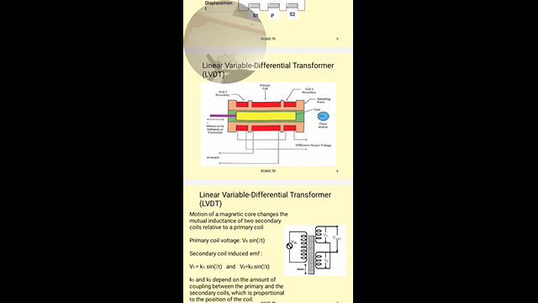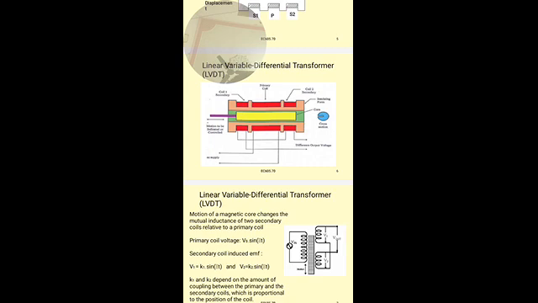Therefore the net result at the output will be 0 volts. The voltage induced because of them will also be equal. Therefore the resulting voltage of S1 and S2 will be 0. It is called linear because the core.